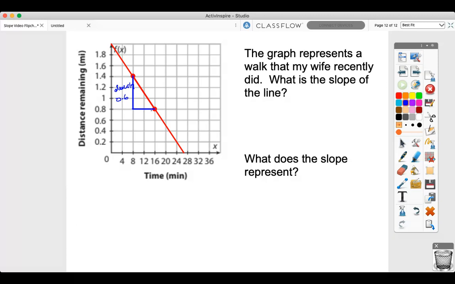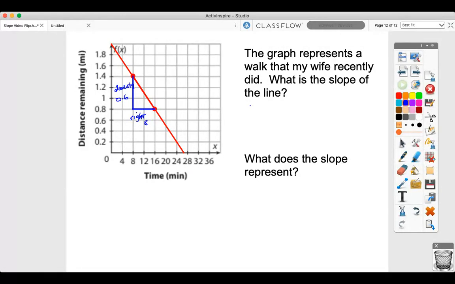And then we went to the right. And we went to the right 2 squares. Each square is worth 4 minutes. So right, let's see, 4 minutes. So that would be 8 minutes. So right 8. So we went down 0.6 and right 8. Okay, you always have to take into consideration what each box represents.